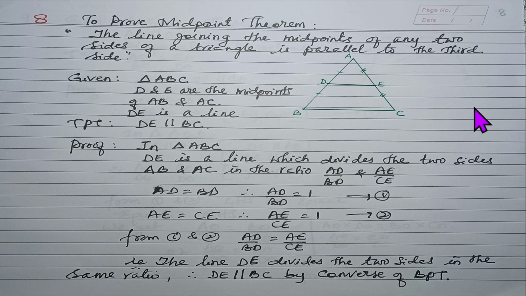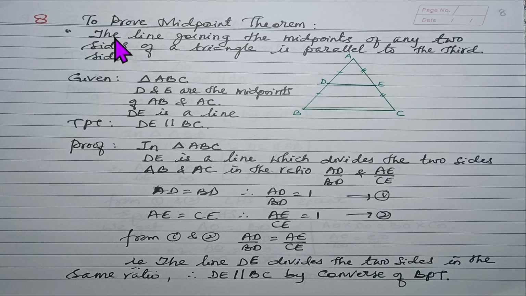Now coming to the next one, that is to prove the midpoint theorem. We had learned the midpoint theorem again in 9th grade. The method of proving there was different, based on quadrilaterals, parallelograms and all that. Now here we are going to prove this by using the properties of similarity of triangles. Let us see how.